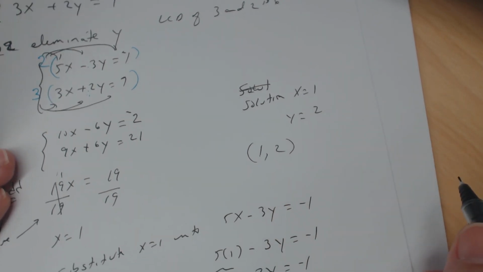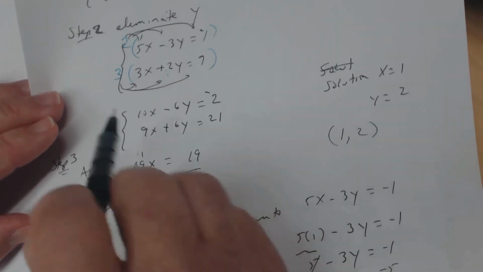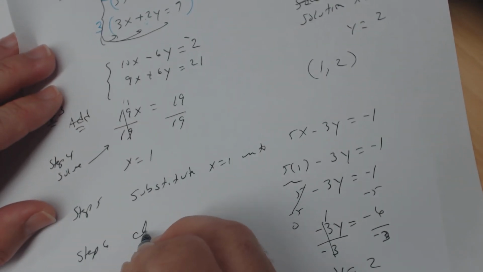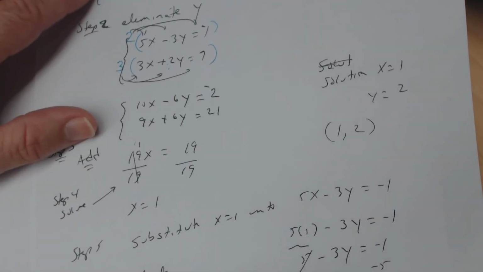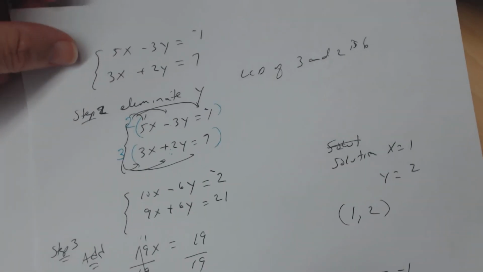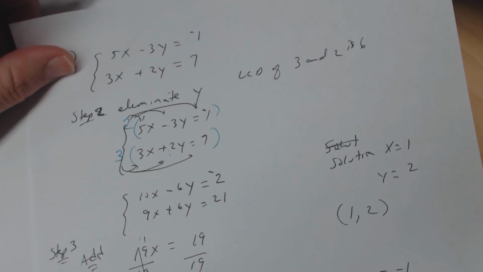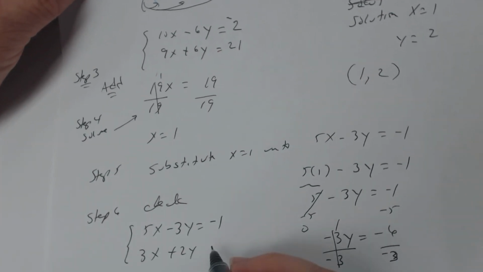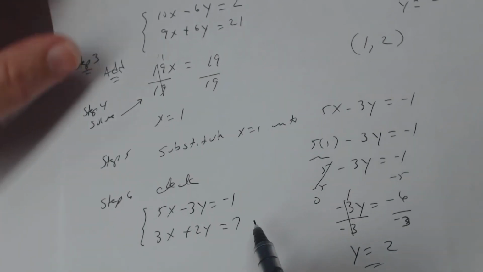All right, now again, I could have made a mistake somewhere along the way, so let's check. So step 6 is to check. So go back to the original. Always go back to the original. So I get 5x minus 3y equal negative 1. 3x plus 2y equal 7.